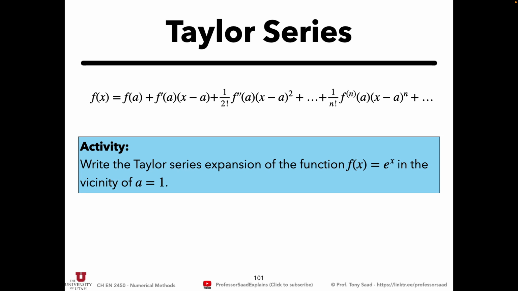Yeah, just write out the first few terms, 2 to 3 terms. Keep it analytical. No need to compute anything. Okay. Let's see, do we have any answers? First term is e to the 1. Second term, e to the 1, x minus 1, because f prime is e to the x. F prime at a is e to the 1, right? Times x minus 1. What about the third term?